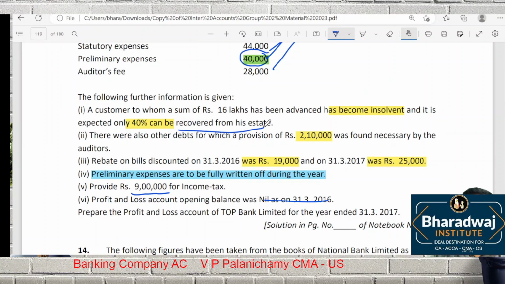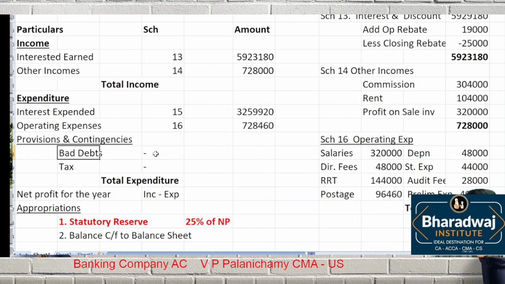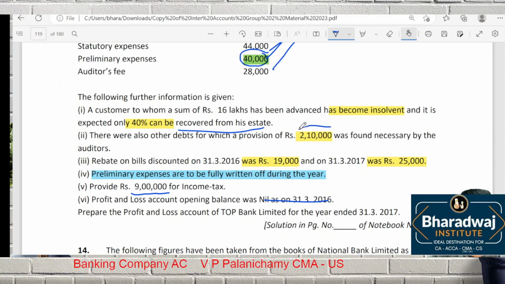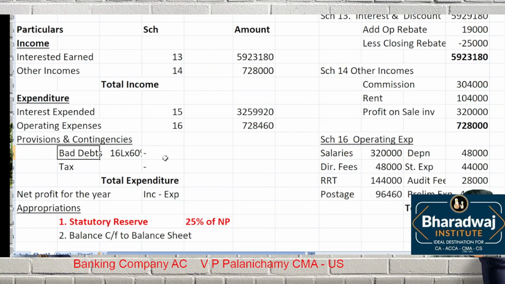Check the bad debts. Out of 16 lakhs, 40% is only to be recovered. 16 lakhs into 60% cannot be recovered. Plus, in respect of other bad debts, 2,10,000 is given to us. Sorry, 40% can be recovered, so 60% plus other bad debts provision 2,10,000.